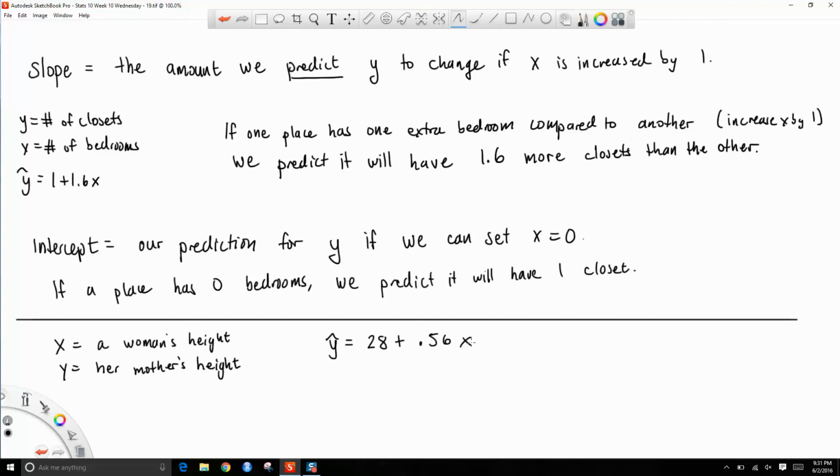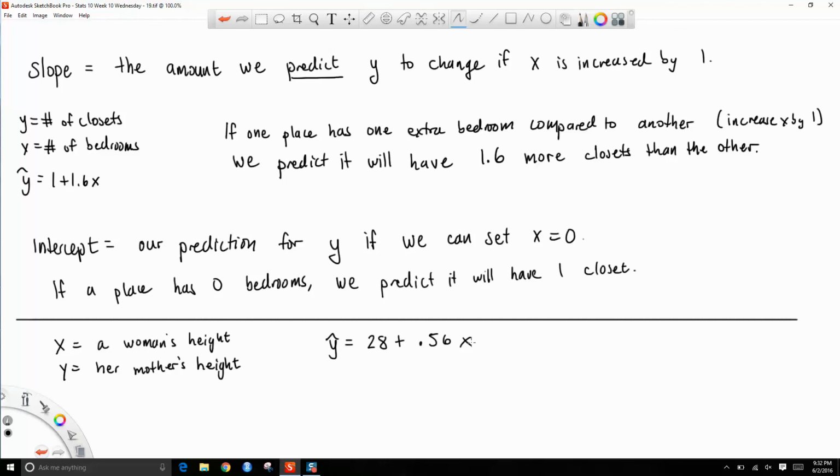Okay, now I'm too curious. Wait, hang on. Oh, okay, yeah, I guess this actually isn't so terrible, this model I made up. So if a woman is 5'5" according to the model, we predict her mother would be 5'4".